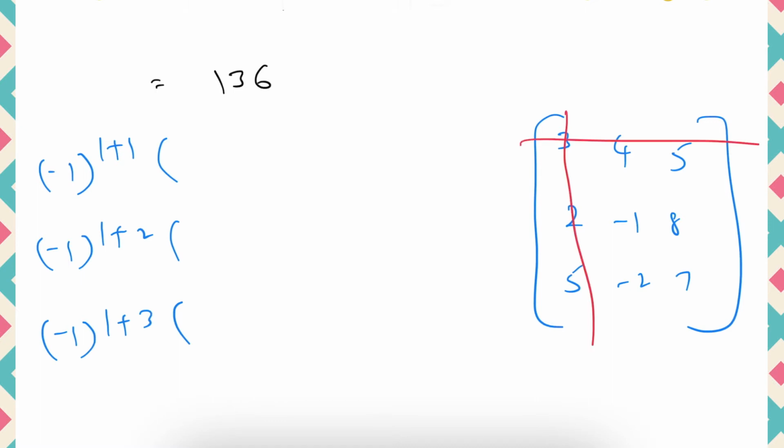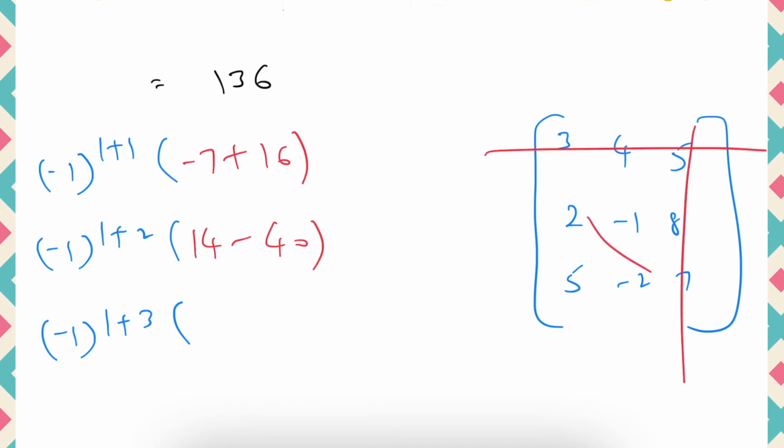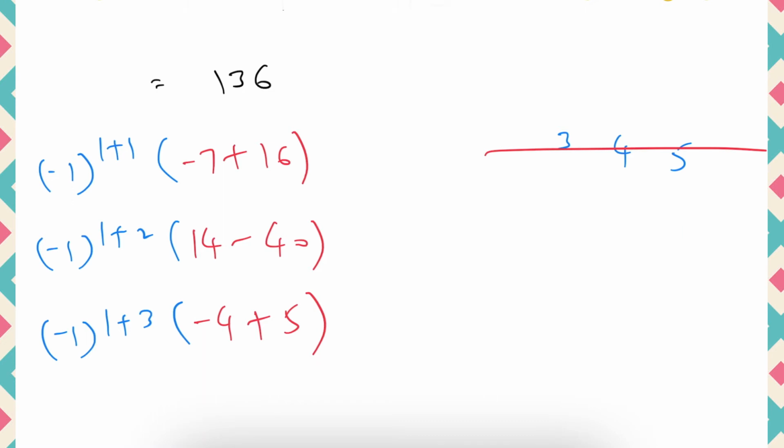So if we remove the first row first column, the remaining will be minus 1 into 7 minus 7, minus 2 into 8 minus 16, already minus is there, so it will become plus 16. Then next, first row second column: 2 into 7 is 14 minus 5 8s are 40. Then first row third column: 2 into minus 2 minus 4 minus 5 into minus 1 minus 5, already minus is there, so plus 5. Now let us simplify all this first, then I'll go with the second row.